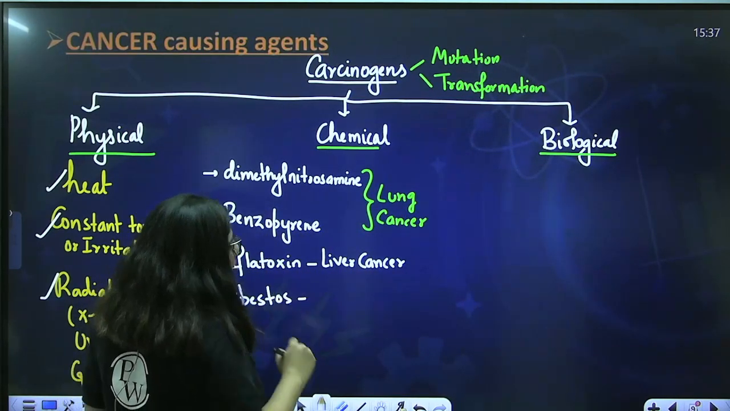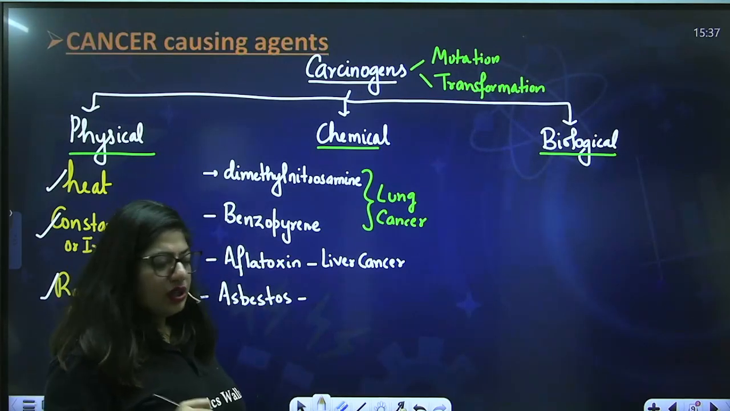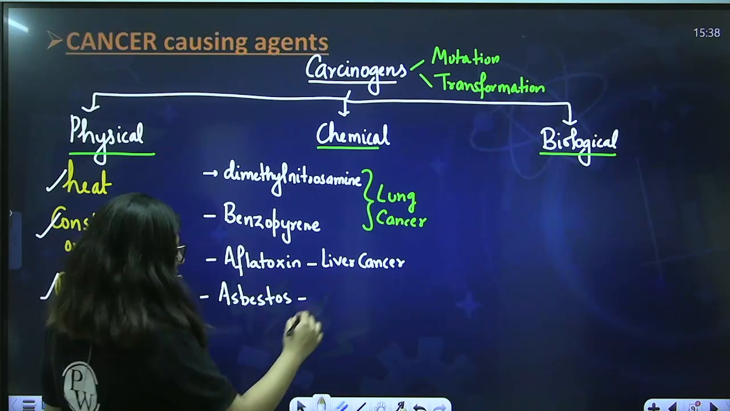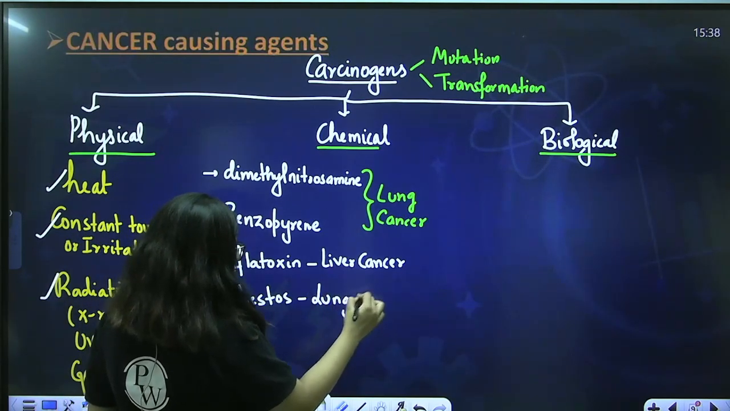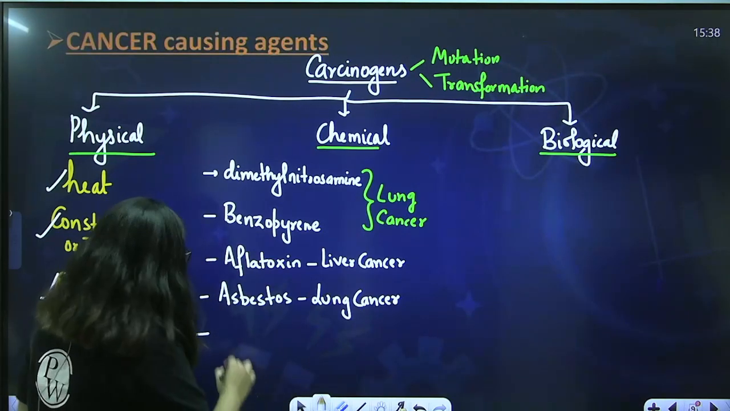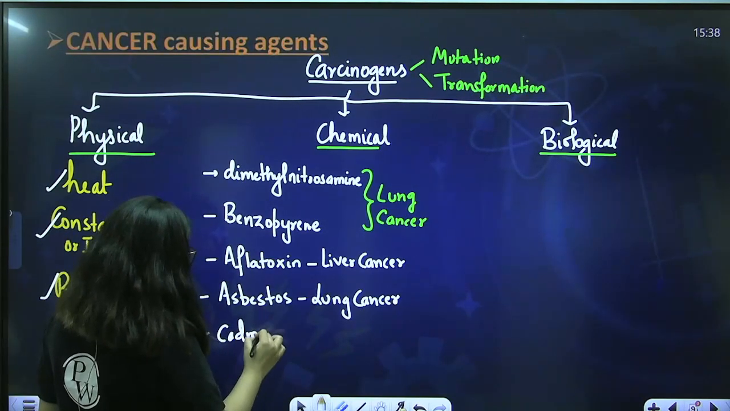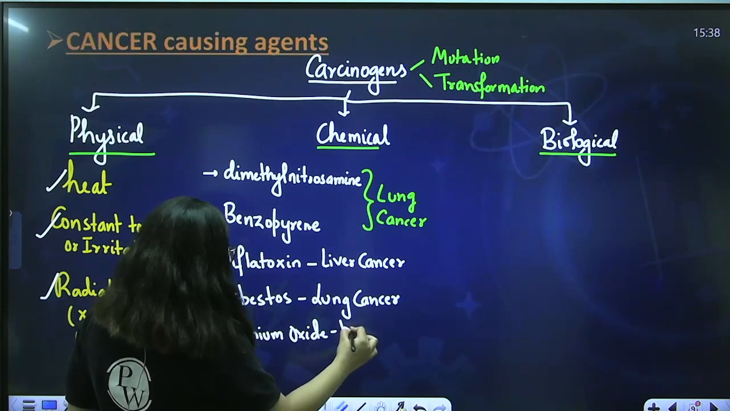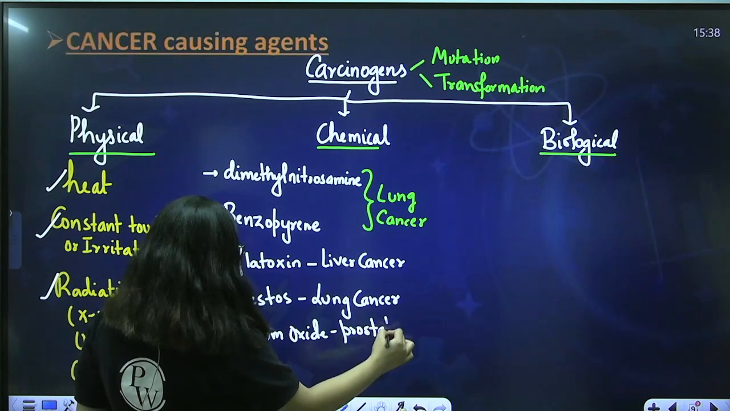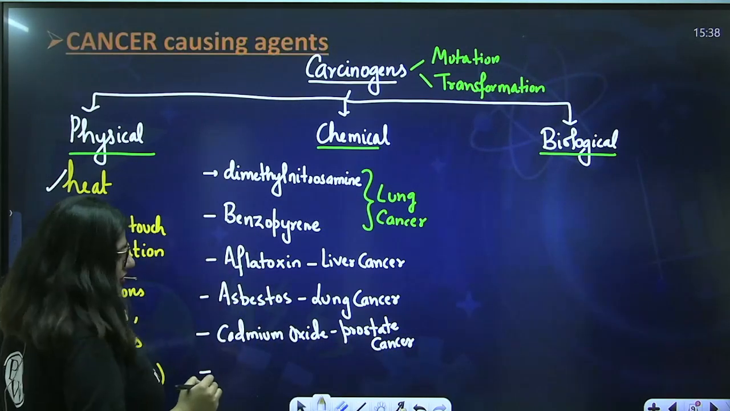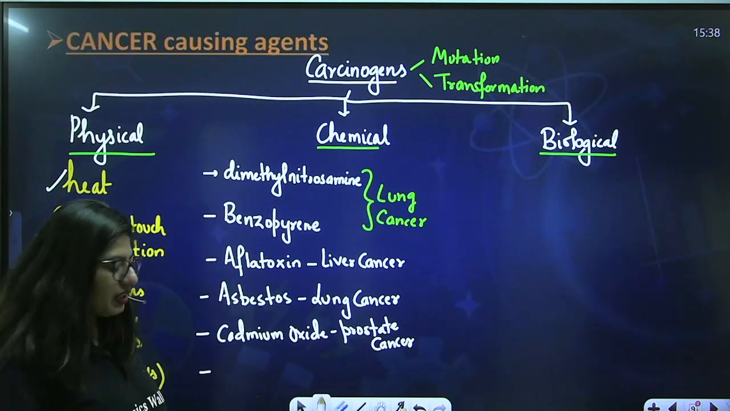Okay, then we have asbestos. Asbestosis is also a kind of occupational lung disorder. If you're exposed to asbestos for a longer duration, it can cause lung cancer. Next we have cadmium oxide. Cadmium oxide leads to prostate cancer, the cancer of the prostate gland, the most common cancer nowadays, and it happens to males because males have a prostate gland.